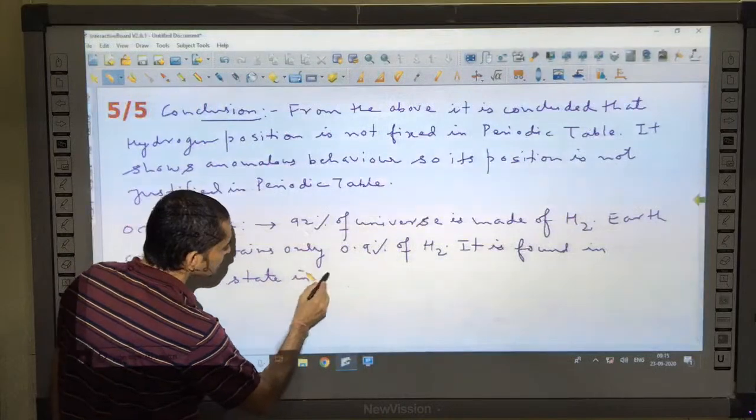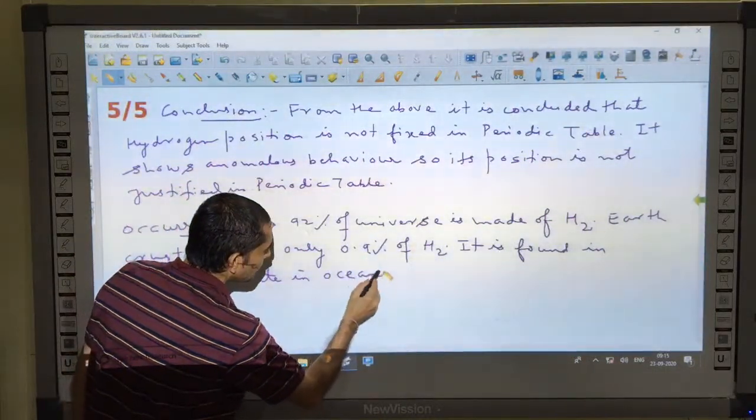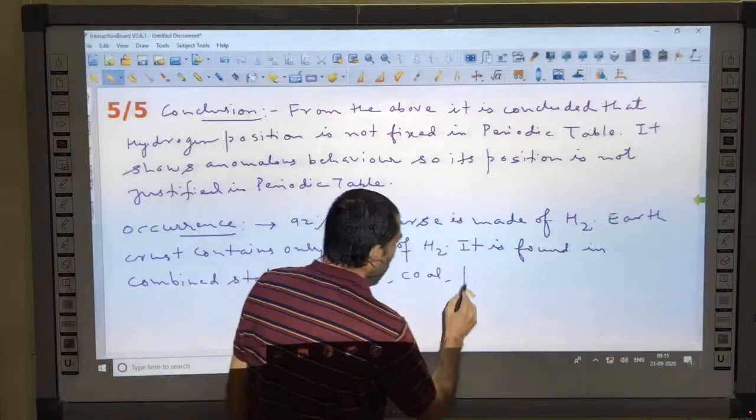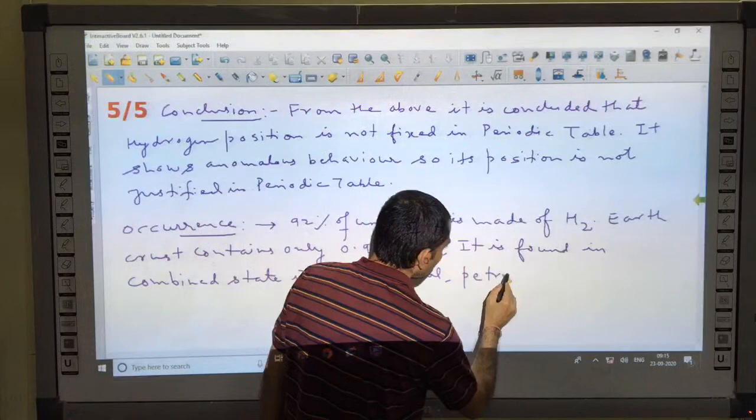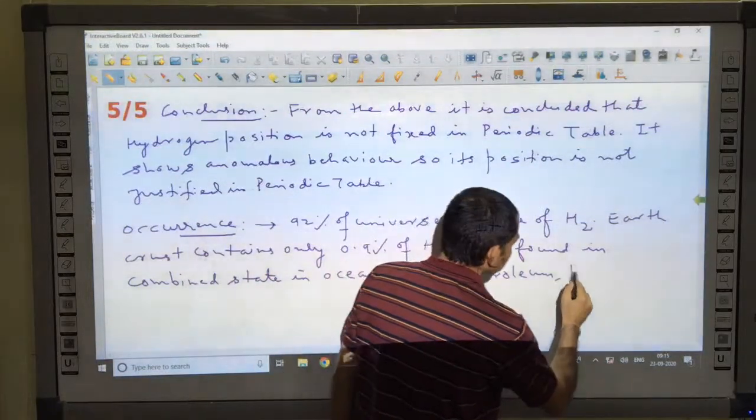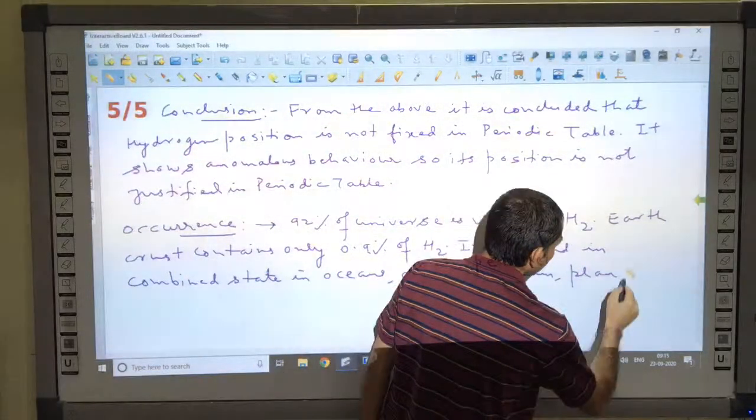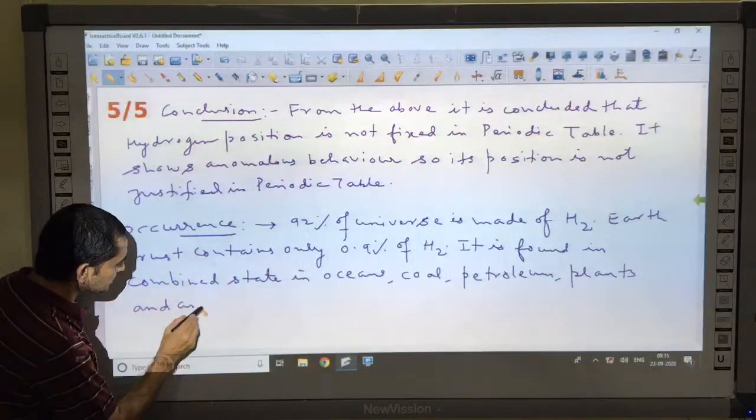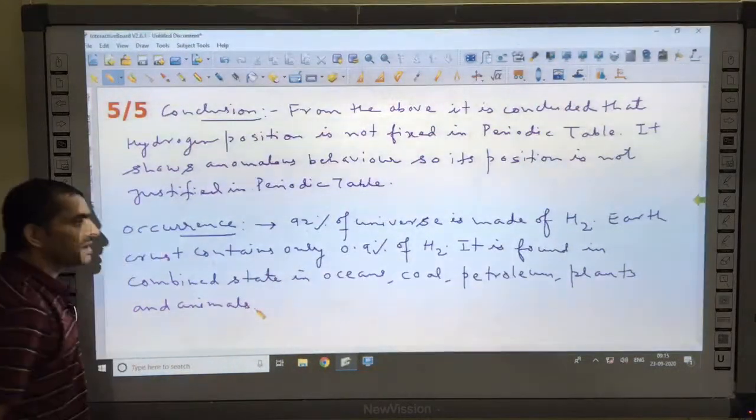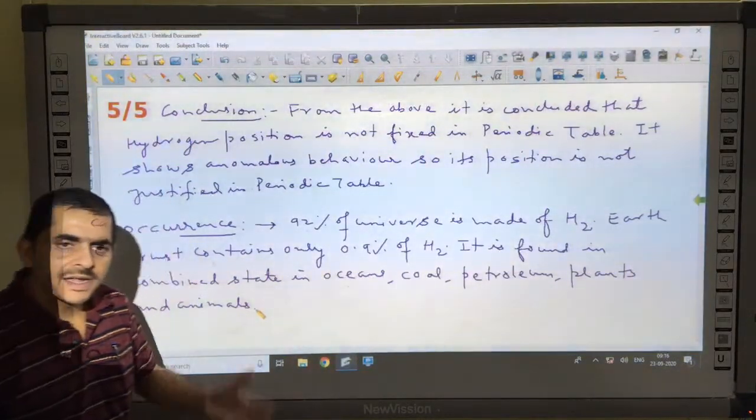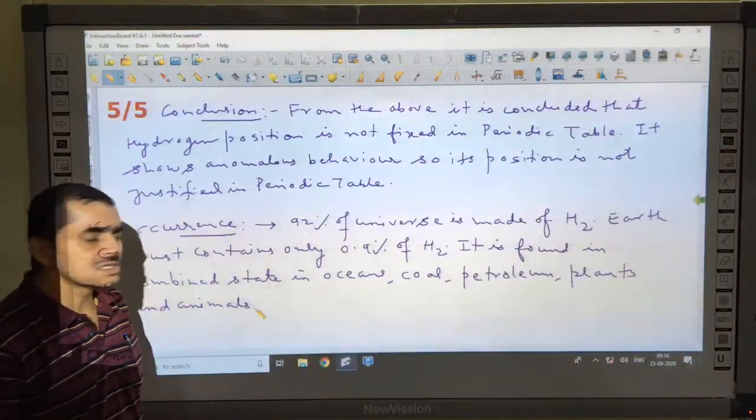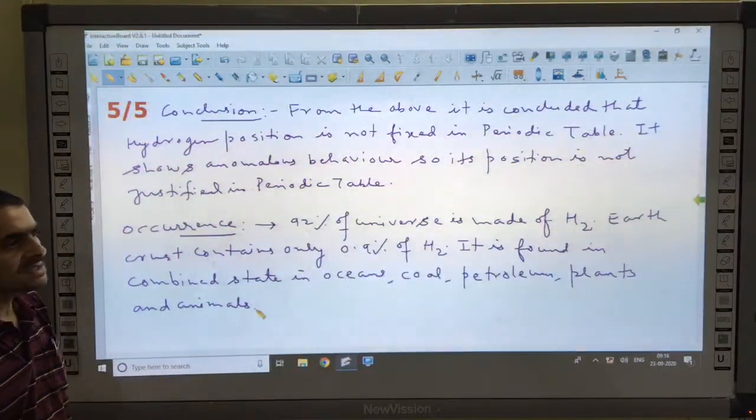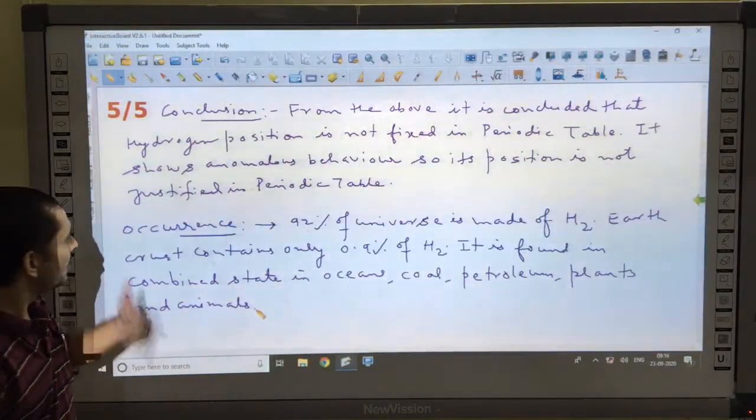It is found in combined state in oceans, coal, petroleum, plants and animals. This is how hydrogen is found in nature. Okay, universe is made up of hydrogen. In combined state, it is found in oceans in the form of water, with coal, petroleum, plants as well as animals. Clear?